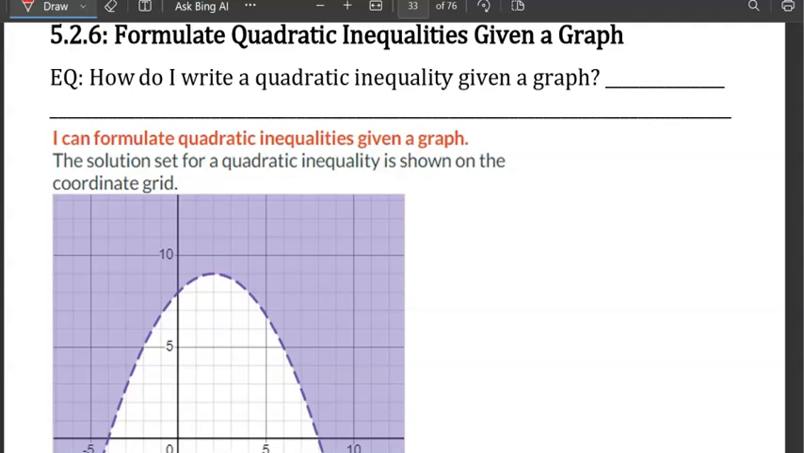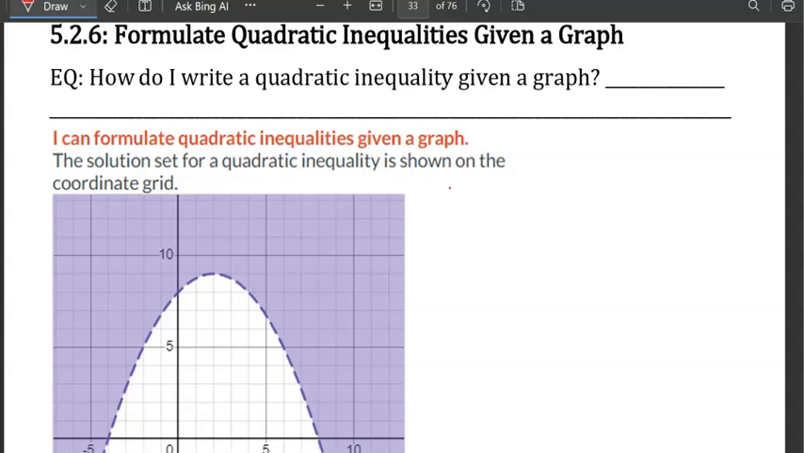5.2.6 Formulate quadratic inequalities given a graph. The essential question is, how do I write a quadratic inequality given a graph? The skill is, I can formulate quadratic inequalities given a graph. The solution set for a quadratic inequality is shown on the coordinate grid.